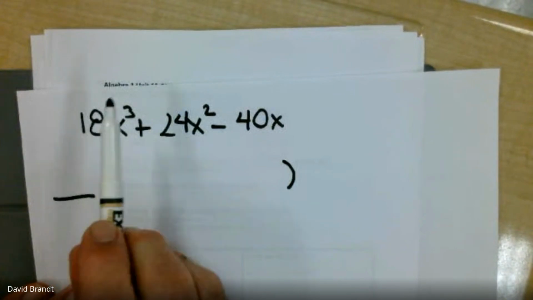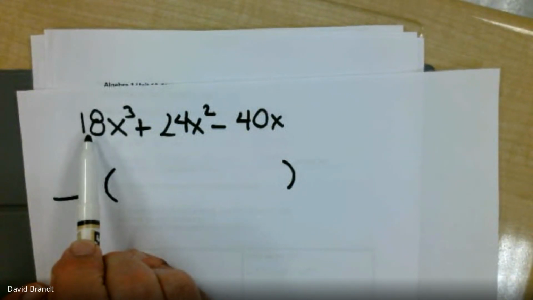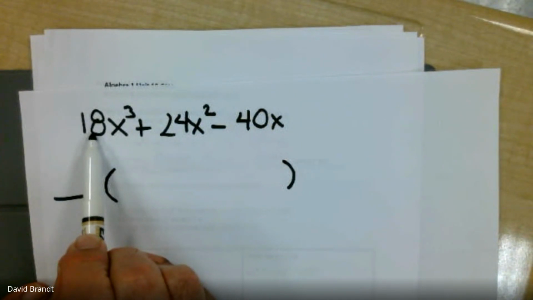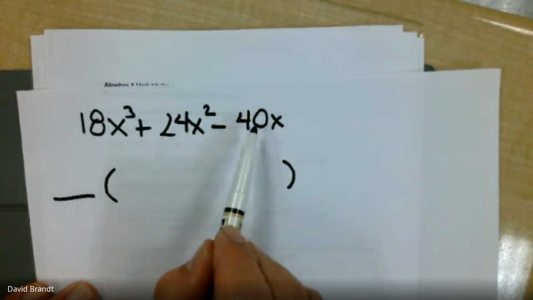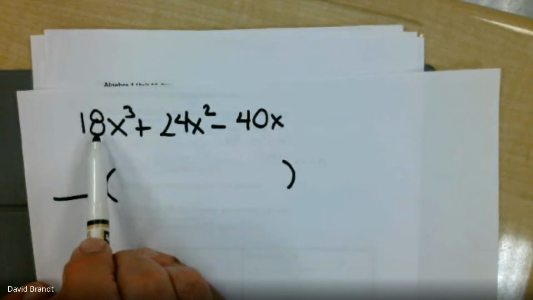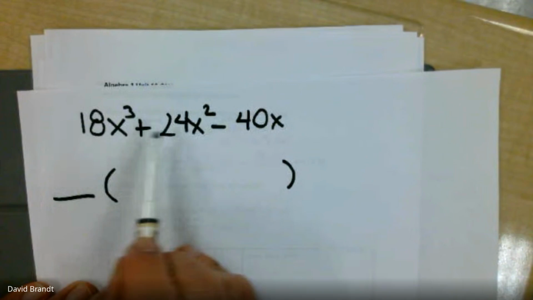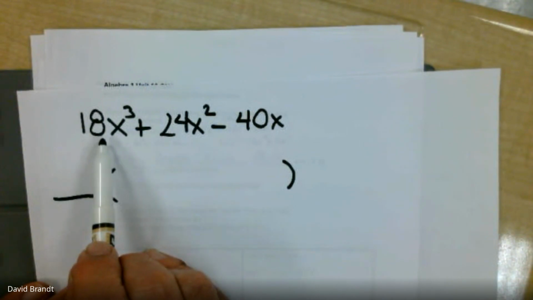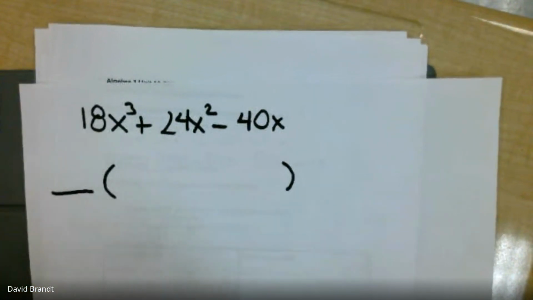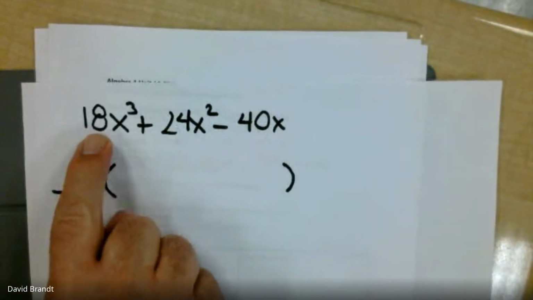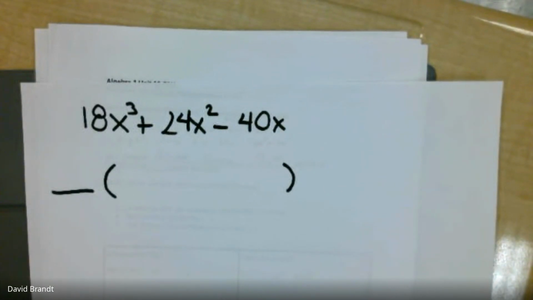Now, what is the largest number that divides evenly into 18, 24, and 40? Now, I know that 2 goes into all 3 of those numbers. So does, well, I don't know if 3 does, but let's see. If you're not sure what's the largest number that divides into all 3, let me show you how you do that real quick.